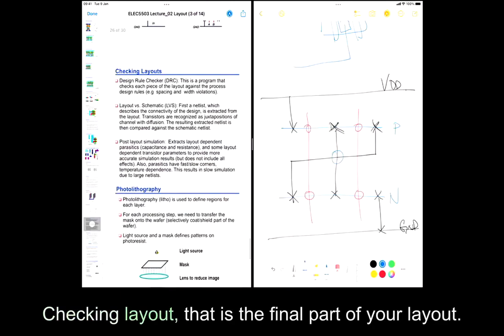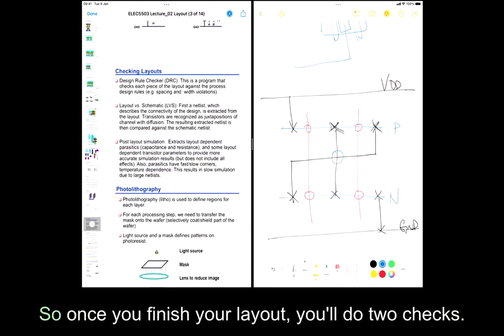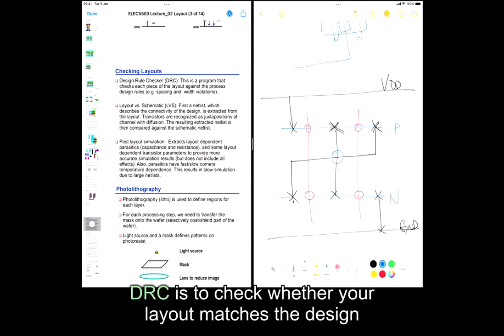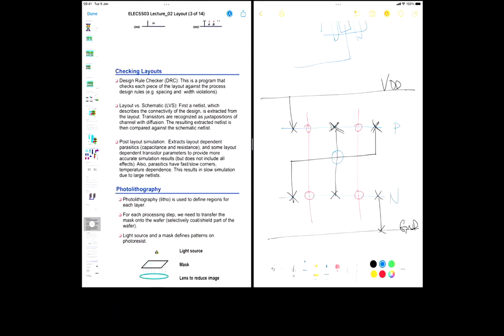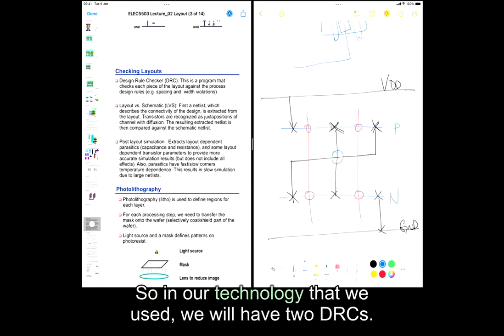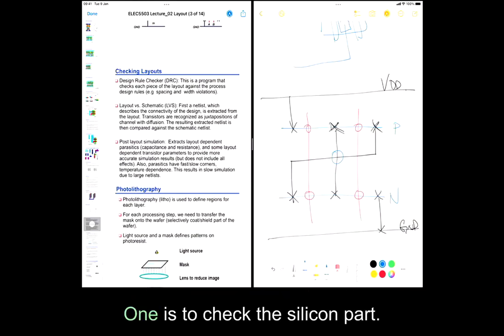Okay, checking layout, that is the final part of your layout. Once you finish your layout, you'll do two checks. One is called DRC. DRC checks whether your layout matches the design rule. If there are space requirements that don't match, violations and so on, your DRC will tell you there's an error, and you have to fix it, okay? In our technology, we will have two DRCs. One checks the silicon part, one checks the metal part. They just make it separate.